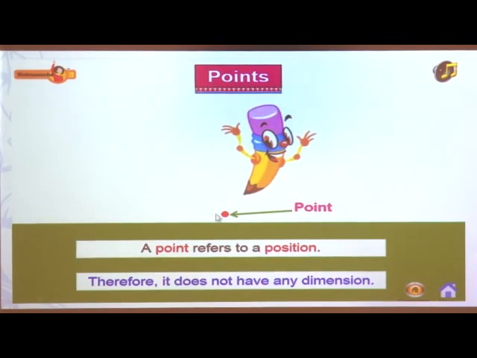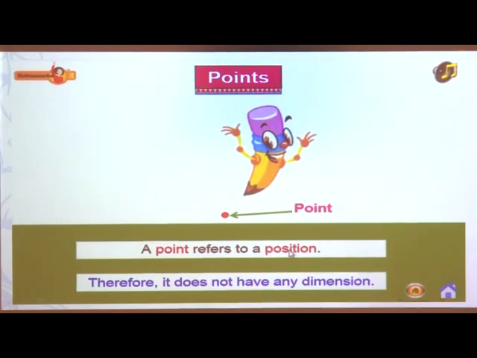Points. A point refers to a position. Therefore, it does not have any dimension. A point is a position. It tells the position to us. A point is nothing but a single simple dot. A point is a dot and it refers us to a position.